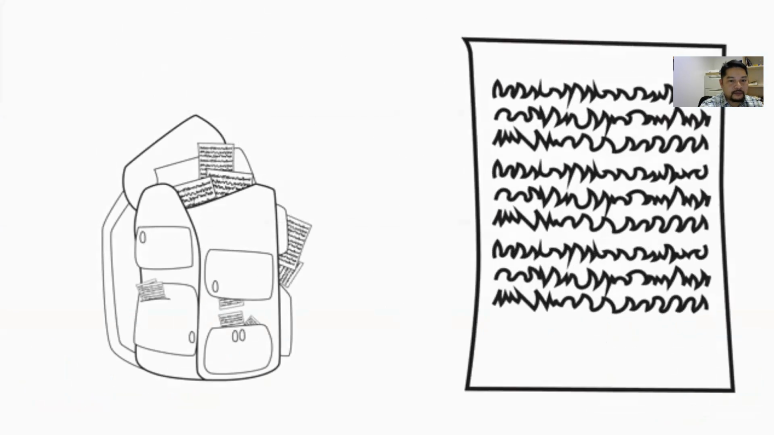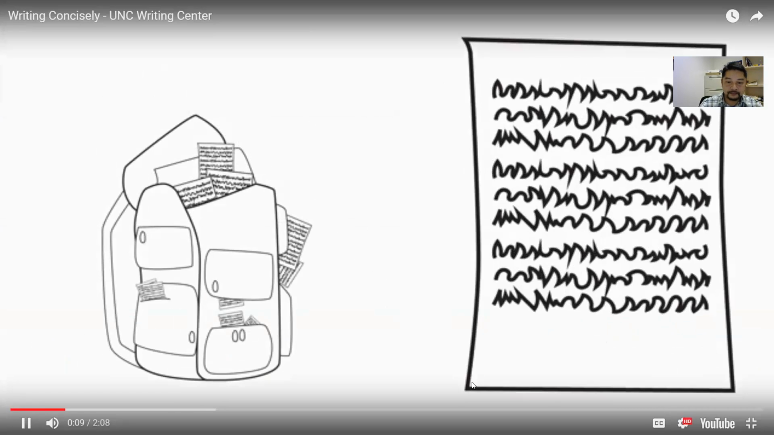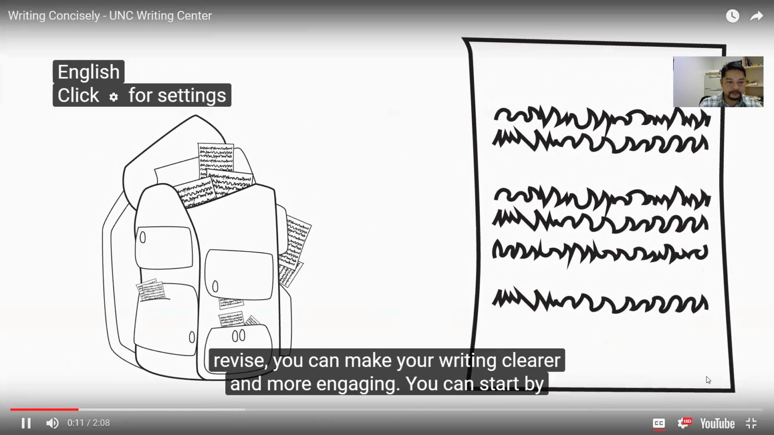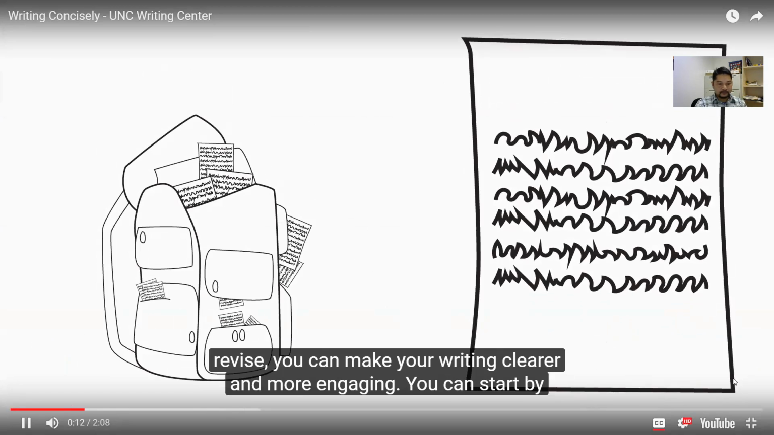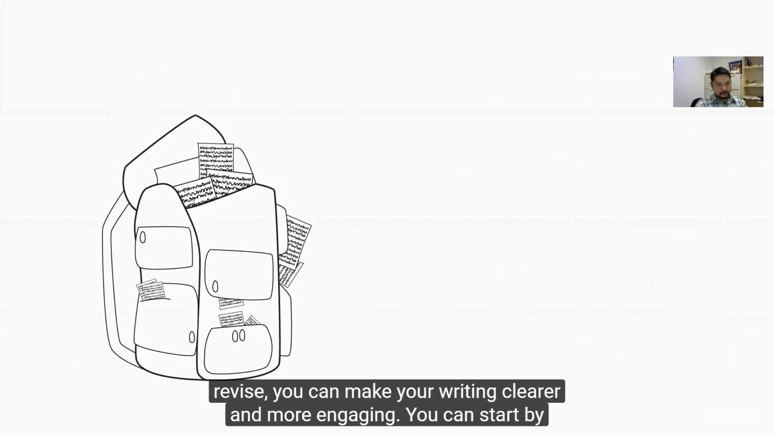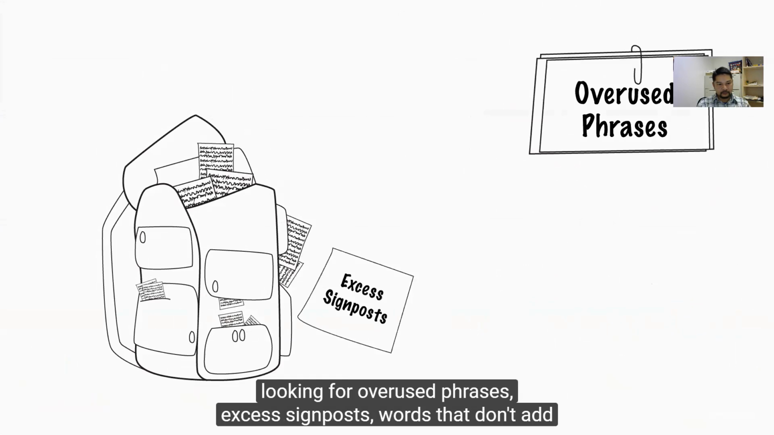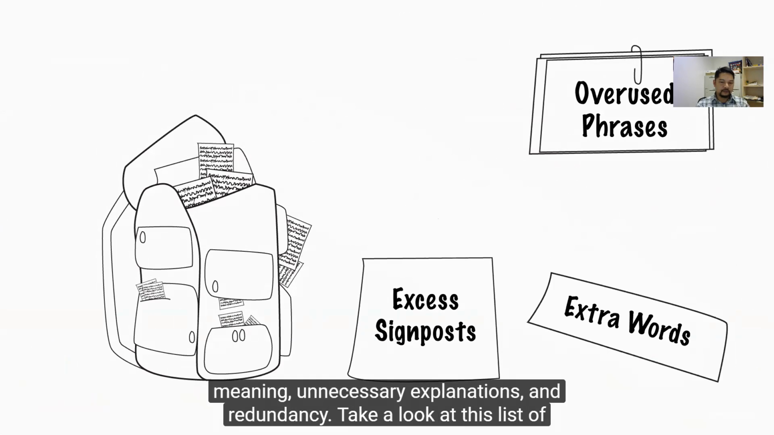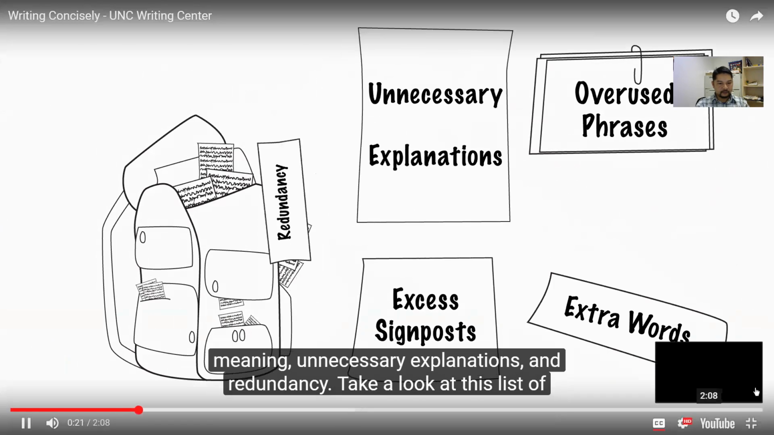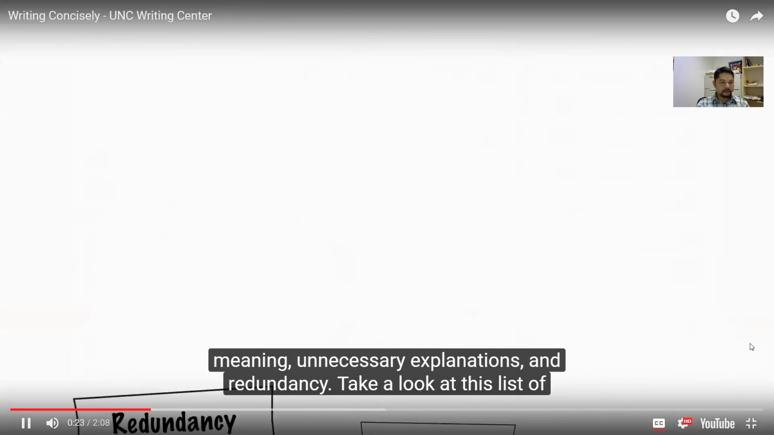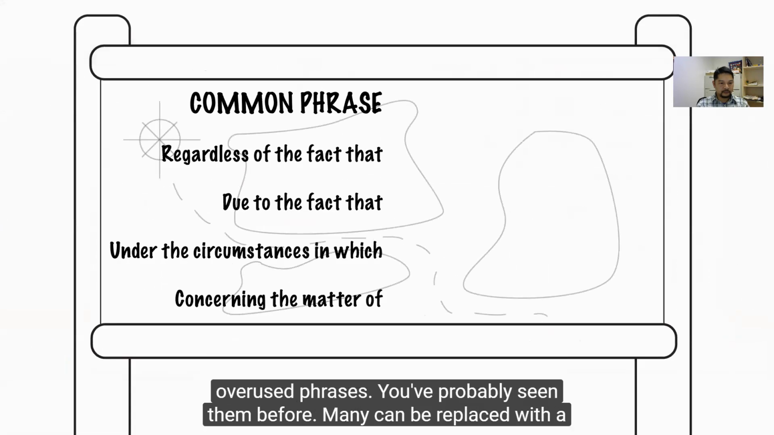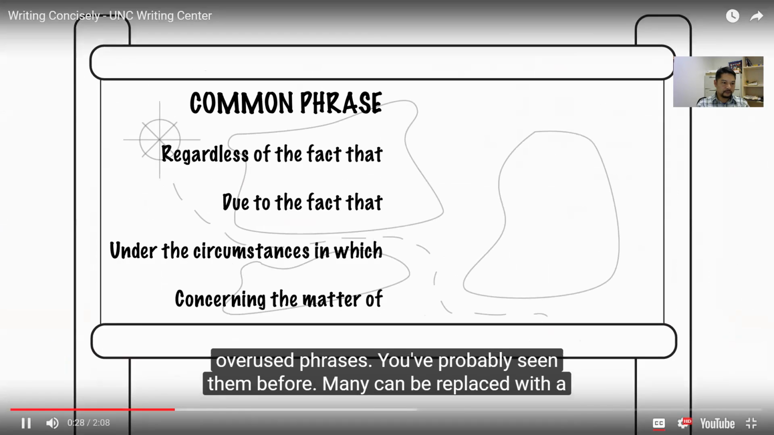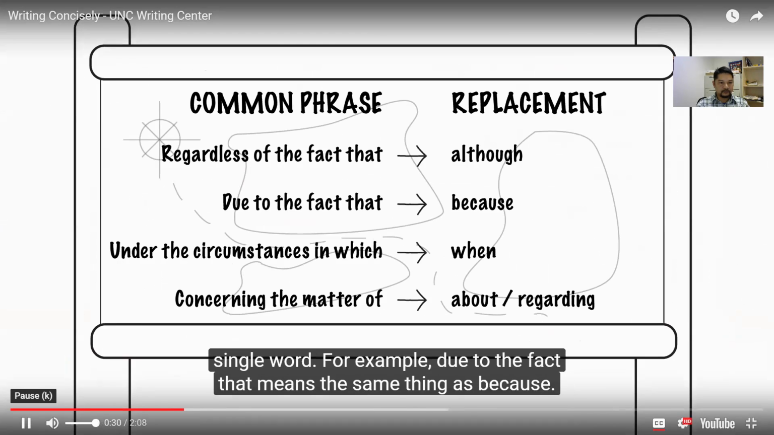Wordiness is common in early drafts. Fortunately, by reducing wordiness as you revise, you can make your writing clearer and more engaging. You can start by looking for overused phrases, excess signposts, words that don't add meaning, unnecessary explanations, and redundancy. Take a look at this list of overused phrases. You've probably seen them before. Many can be replaced with a single word.